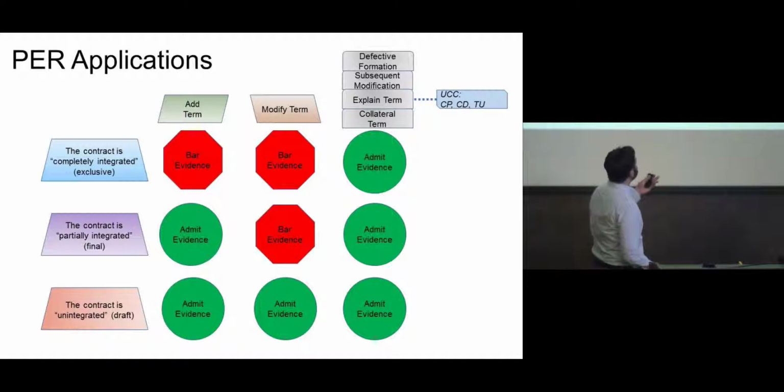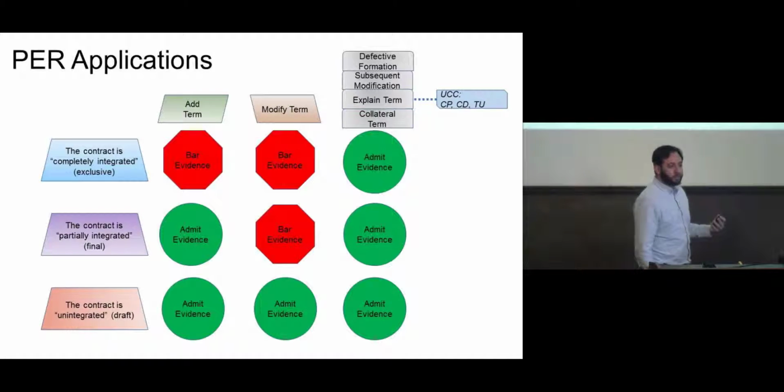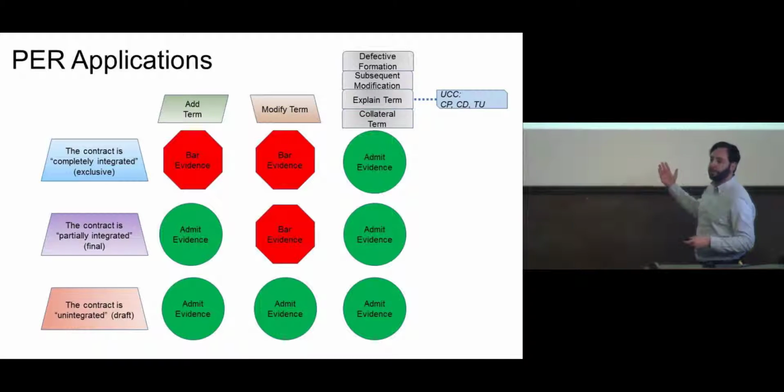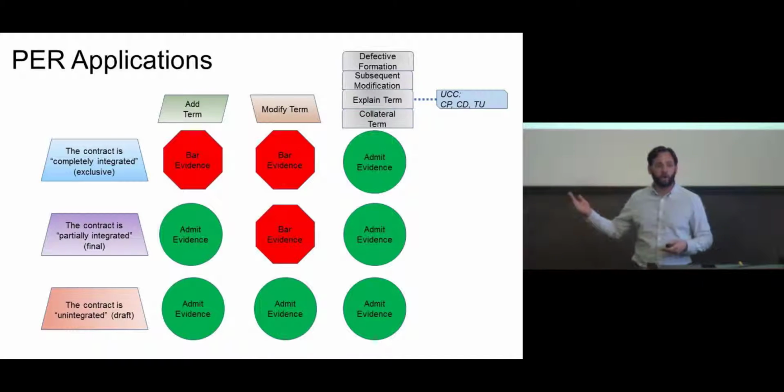And so that leads us then, once we have determined on the left here the nature of the contract, and on the top there the nature of the evidence, we can use this to determine whether that evidence will be admitted or barred by the parol evidence rule.